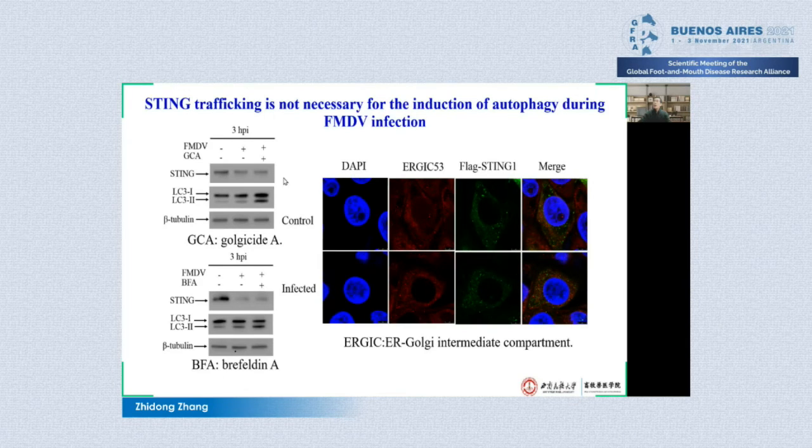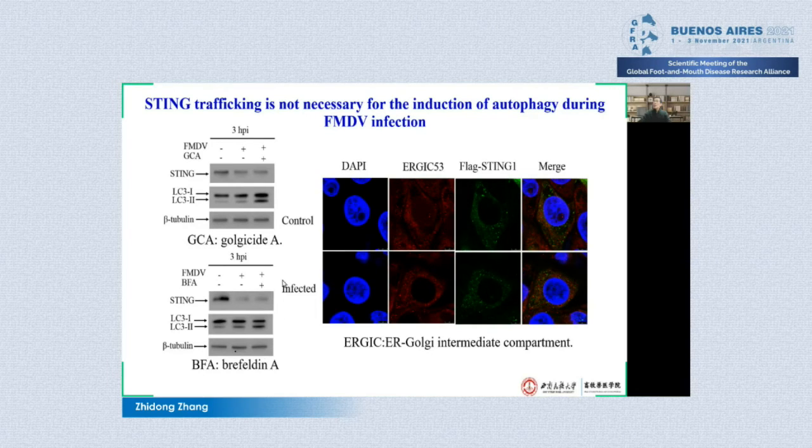From here you can see that when FMD-infected cells were treated with either the GCA inhibitor or the BFA inhibitor, FMD infection still can induce autophagy in these cells when compared with cells without treatment. Here you can see the autophagy, and you can also see autophagy occurred in the cells treated with the protein trafficking inhibitors, GCA and BFA, as well.